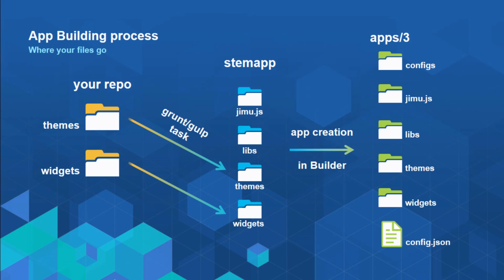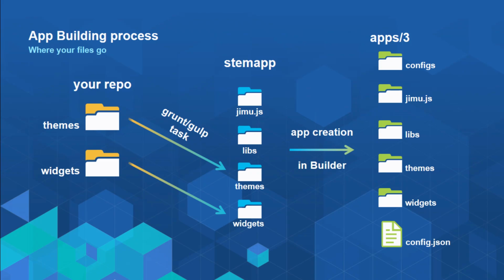We use Grunt or Gulp typically to inject our code out of our repository into stemapp. And then finally, when you actually go to build an application with Web AppBuilder, it pulls its state from stemapp and creates the apps folder. That's how that whole configuration works with Web AppBuilder.